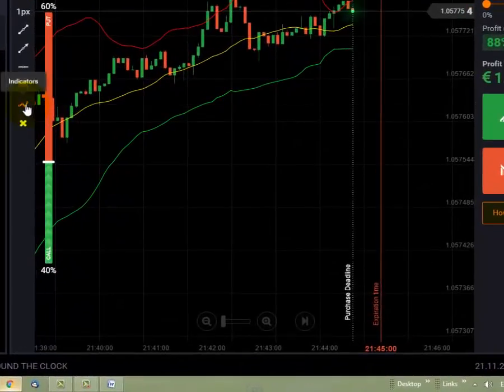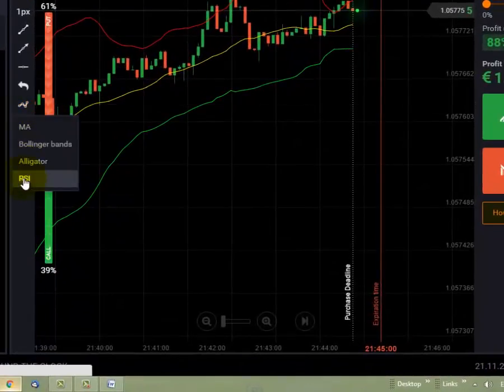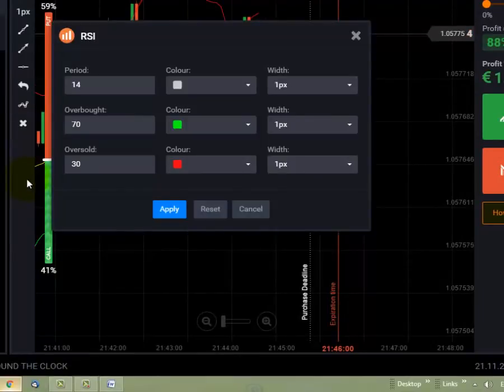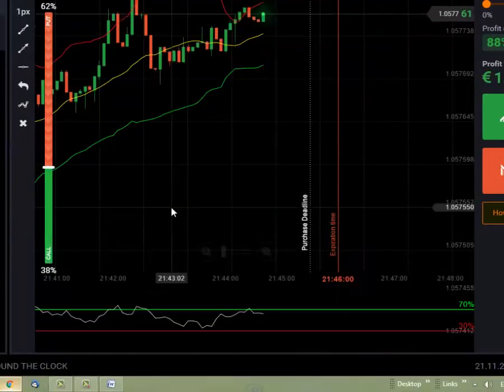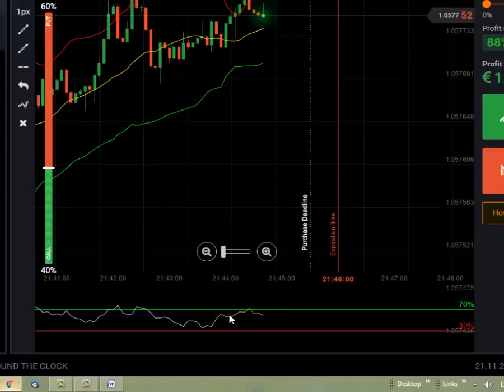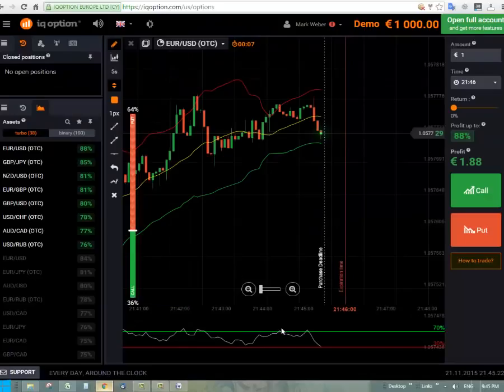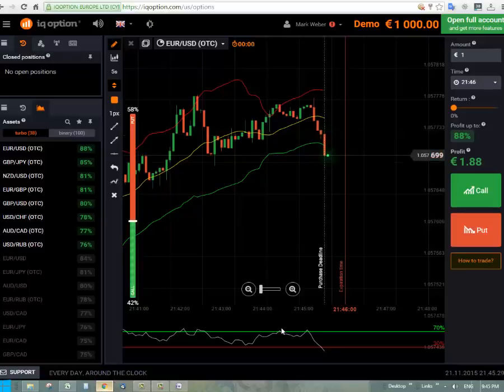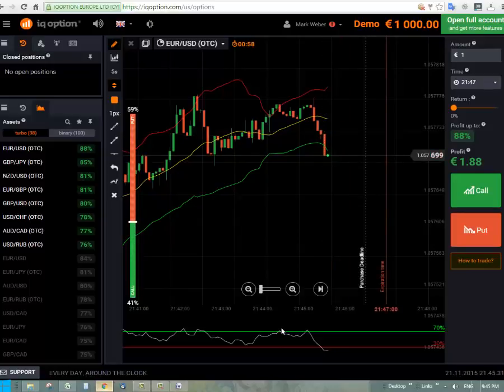The next indicator we will use is the RSI, the relative strength indicator. We will leave it as it is. What is the RSI? What is relative strength index or indicator? It is a technical momentum indicator that compares the magnitude of recent gains to recent losses in an attempt to determine overbought and oversold conditions of an asset.